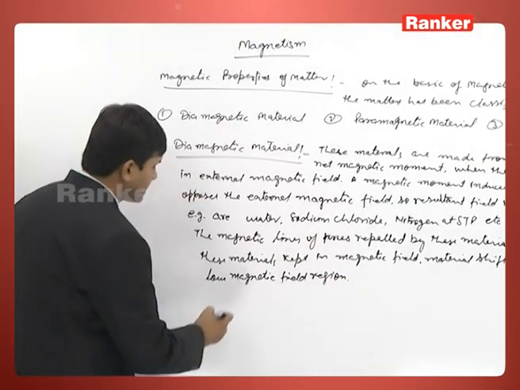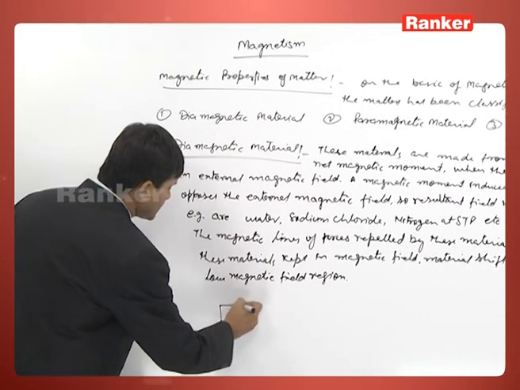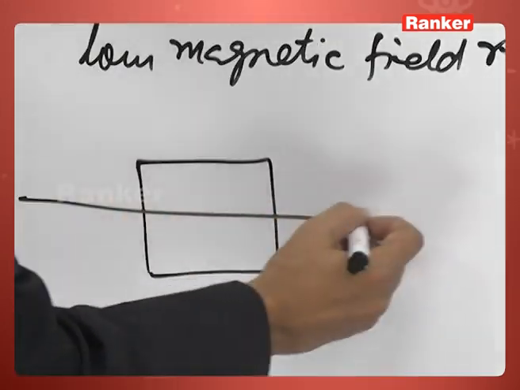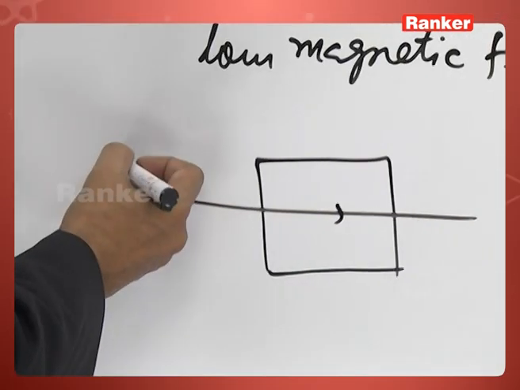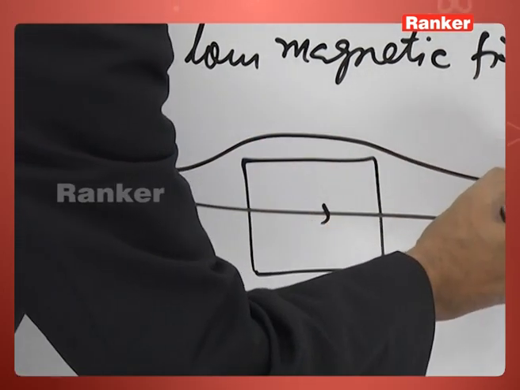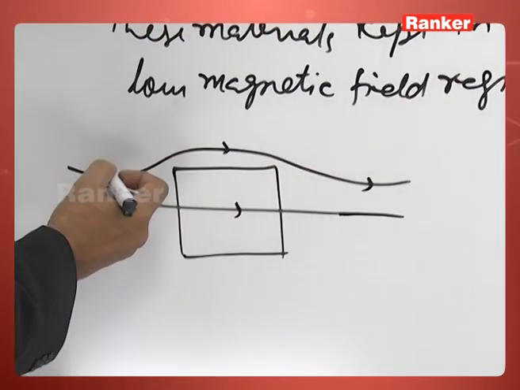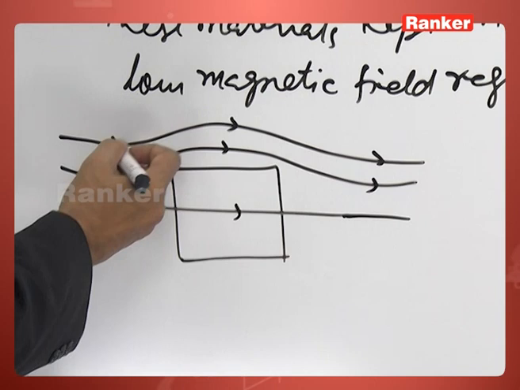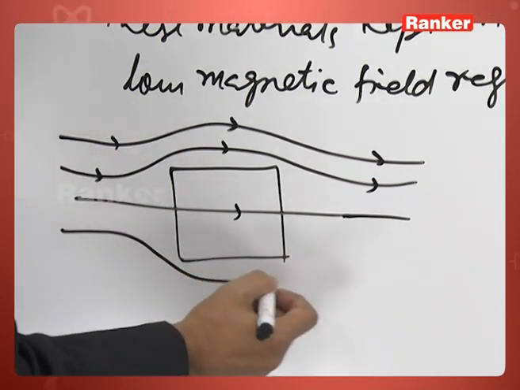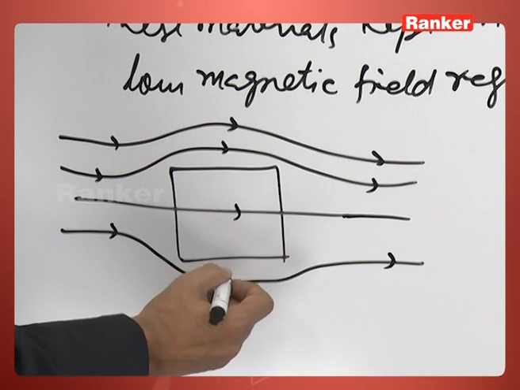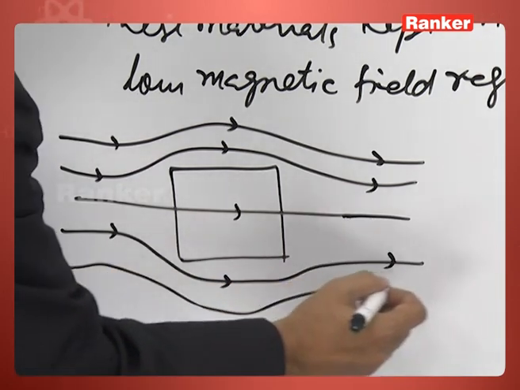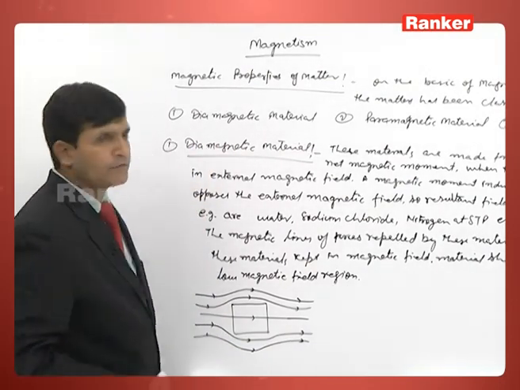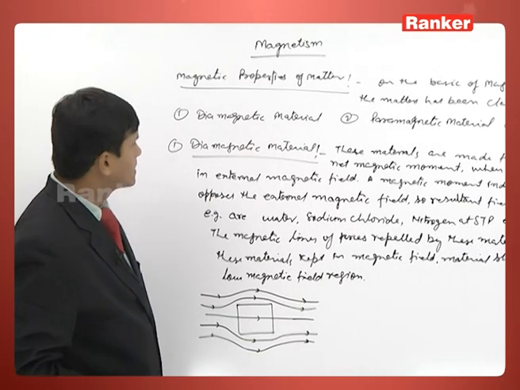So we can have this type of diagram. Suppose this is any diamagnetic substance and these are the lines of force. When the lines of force come here, they go like that. These lines of force are just avoiding the material, going away from the material like this. You can see this in the diamagnetic material.